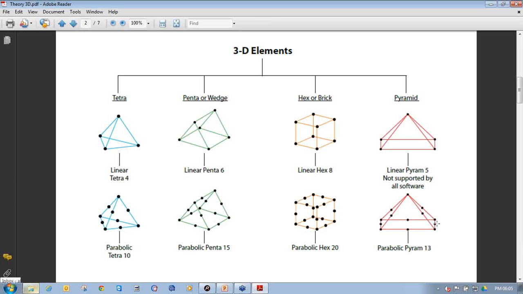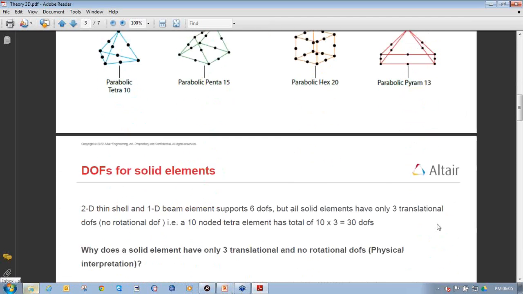Then we have hex or brick meshing. For brick elements or hex elements there are also two categories, that is linear hexa containing 8 nodes and parabolic hexa containing 20 nodes. Same is the case for pyramids. We have linear pyramids containing 5 nodes and parabolic pyramids containing 13 nodes.